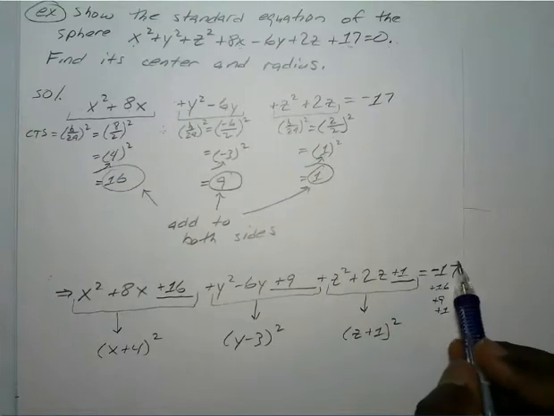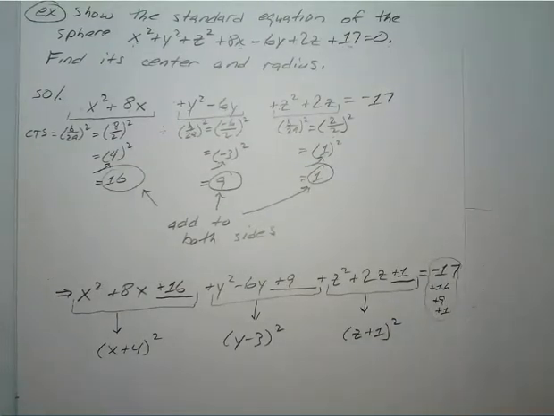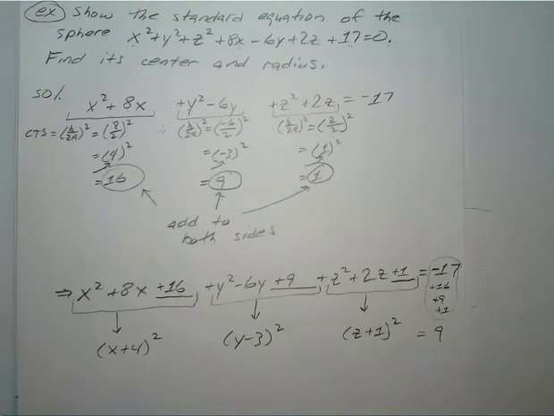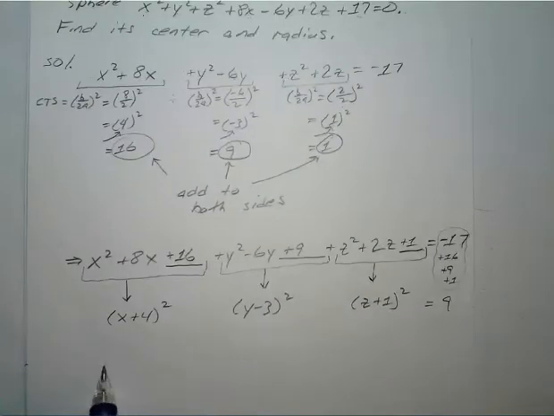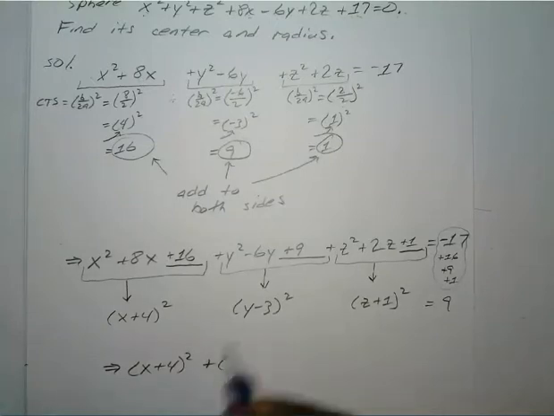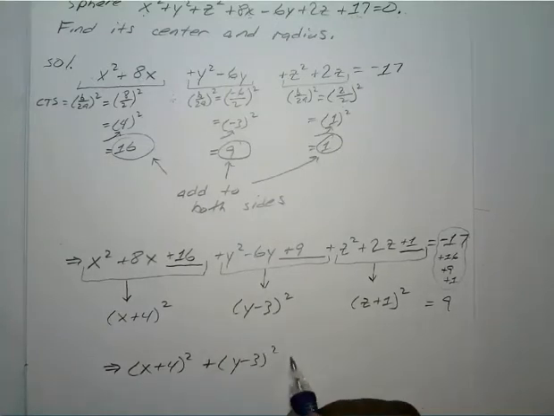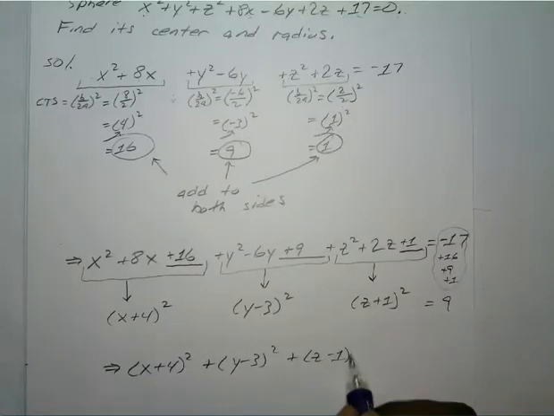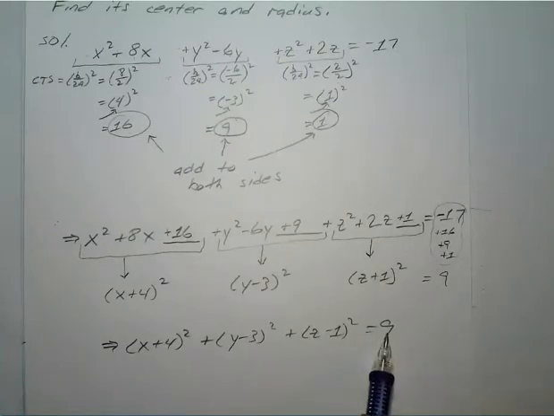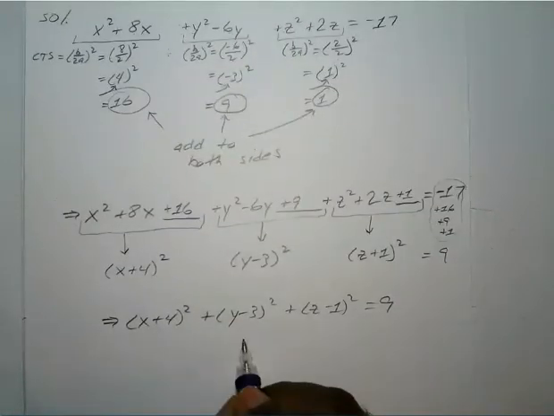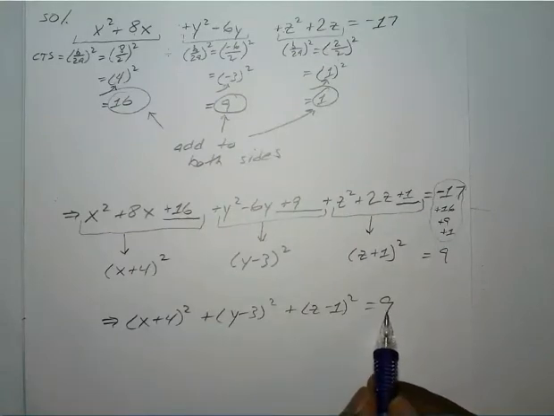Okay, and if you add all of these together, you end up with 9. Because you have negative 17, you have 16 plus 1, which is positive 17. Those add together to give you 0, so you're left with 9. Okay, so that becomes x plus 4 squared plus y minus 3 squared plus z plus 1 squared equals 9. Or you can make that 9 3 squared, if they wanted it that way, but most of the time 9 is just fine.